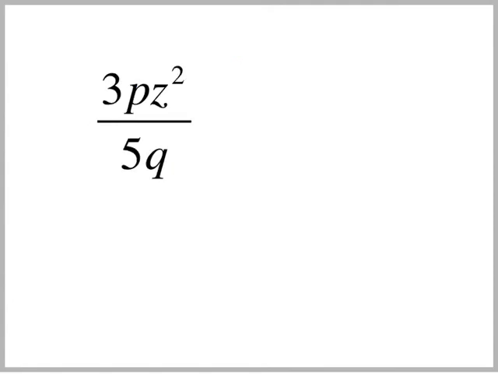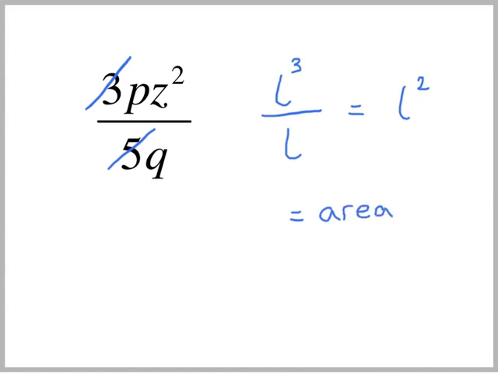Final one, again, let's cross out the constants. Pz squared on the top, well, z squared is an area times by p, so that is going to be a volume on the top, and I've just got length on the bottom. Well, the length cubed divided by length reduces it to being a length squared, so the whole thing is an expression for an area.